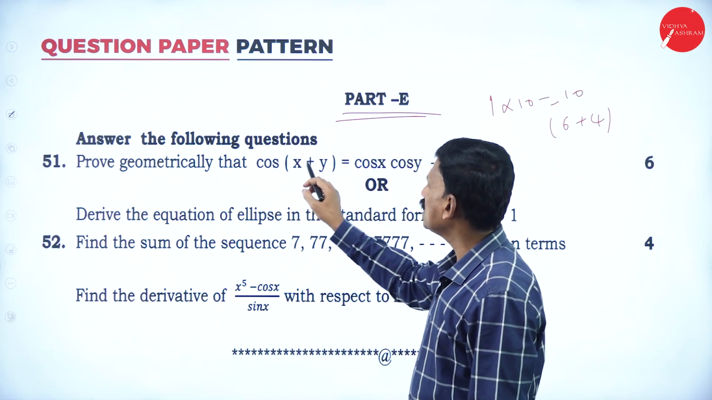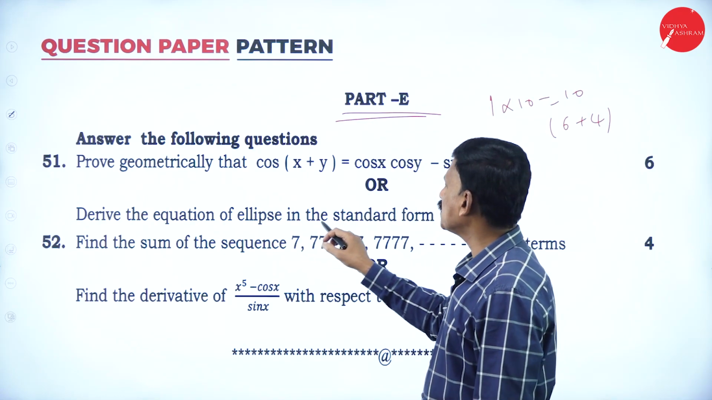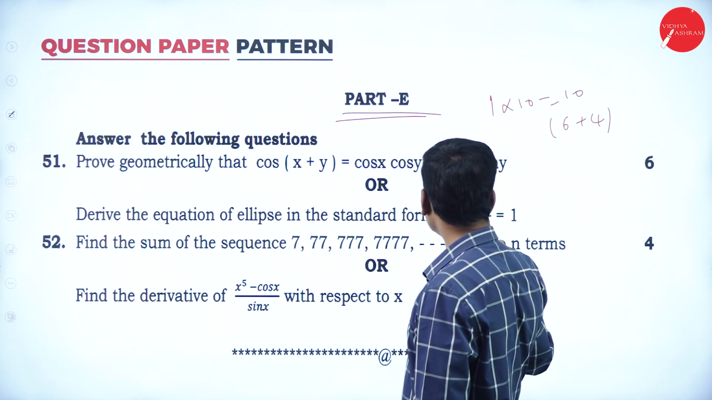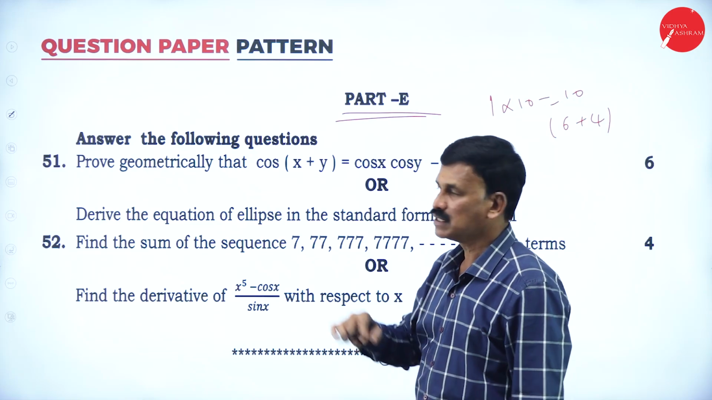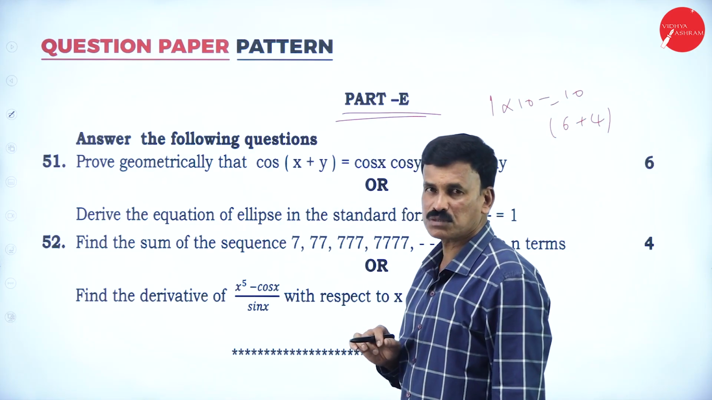So prove geometrically cos(x+y) is cos x cos y minus sin x sin y, or derive the equation of ellipse in the standard form x square by a square plus y square by b square is equal to 1. If you attempt this, you leave this. So this or this, 6 marks.